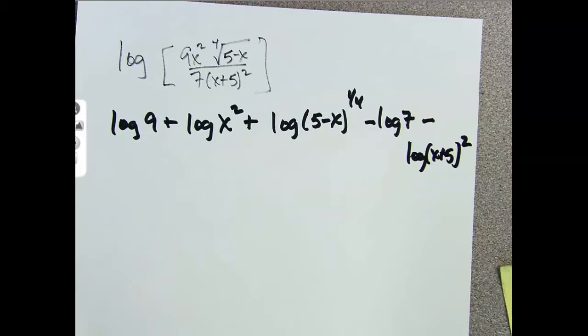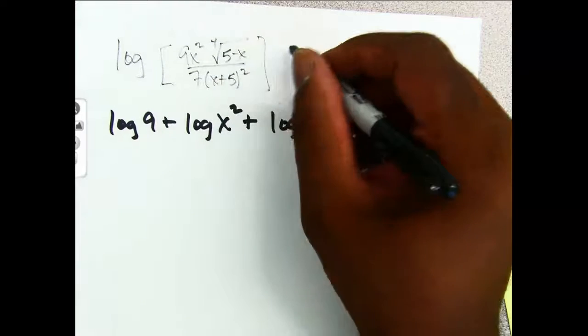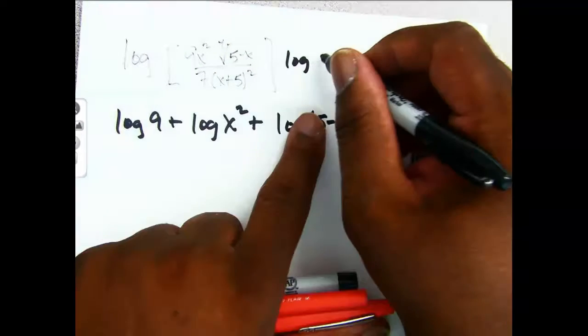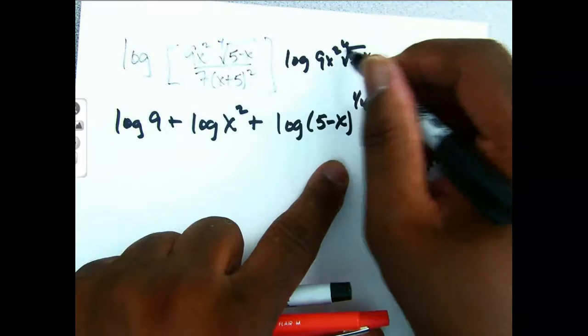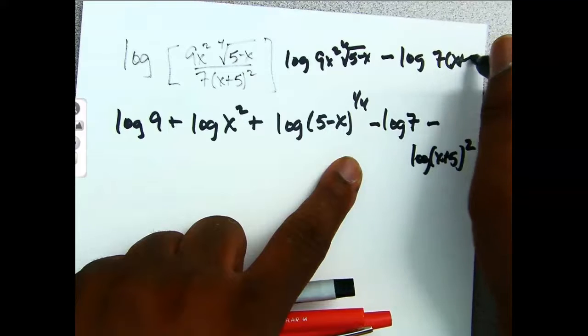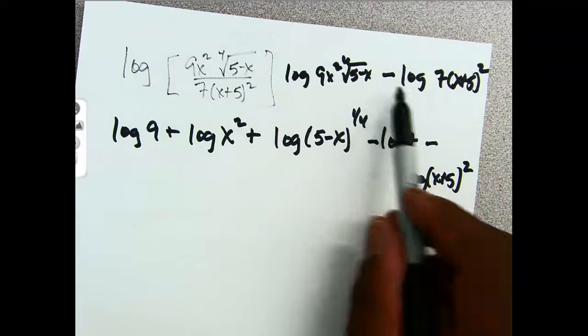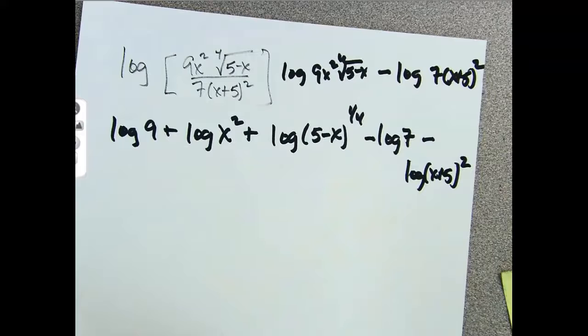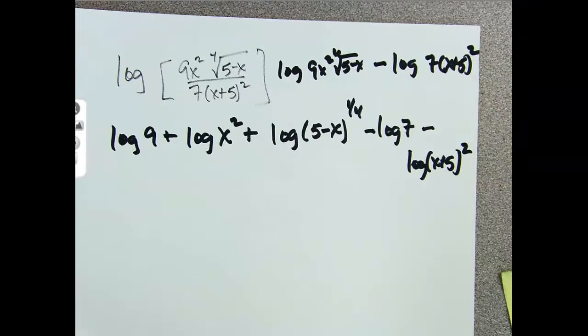Why don't we minus if it's multiplying 7 times x plus 5 squared? Okay, because at this point, it's the log of all of this, 9x squared, fourth root of 5 minus x, minus the log of 7 times x plus 5 squared. No, but I'm saying, why did you put a minus between 7 and the x plus 5 squared if you're multiplying it? Because this minus sign needs to be distributed to both. And I think, is that the mistake you made yesterday? Yeah. So it's by both. And no, that's a great question.